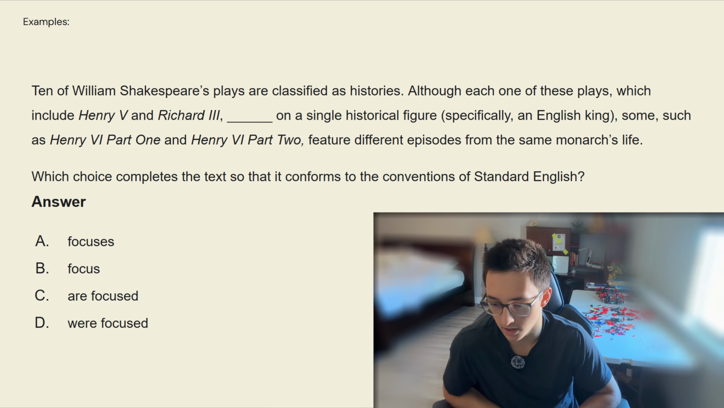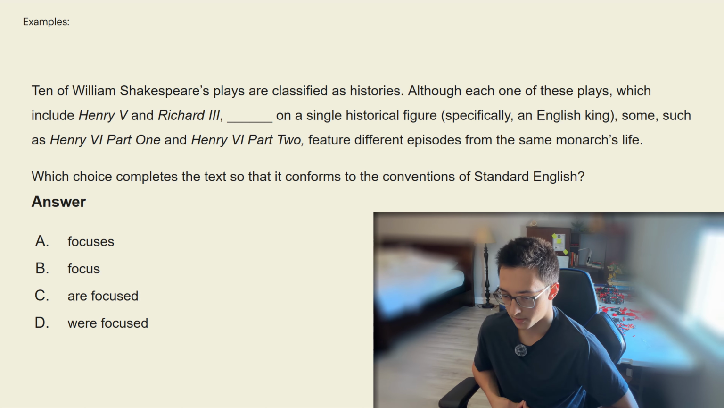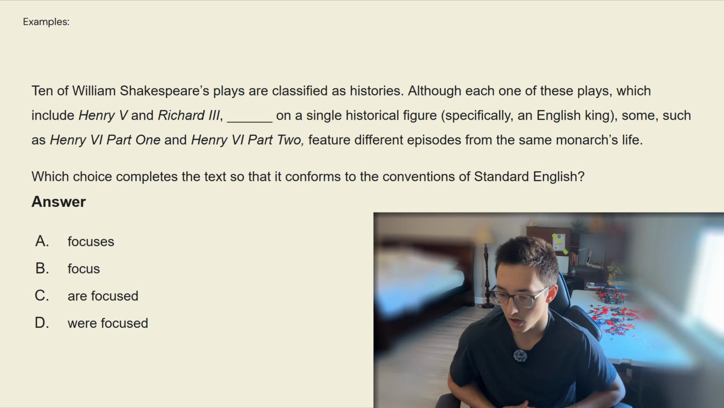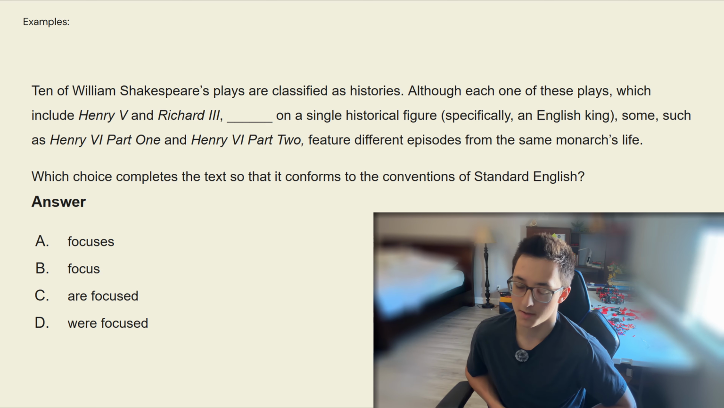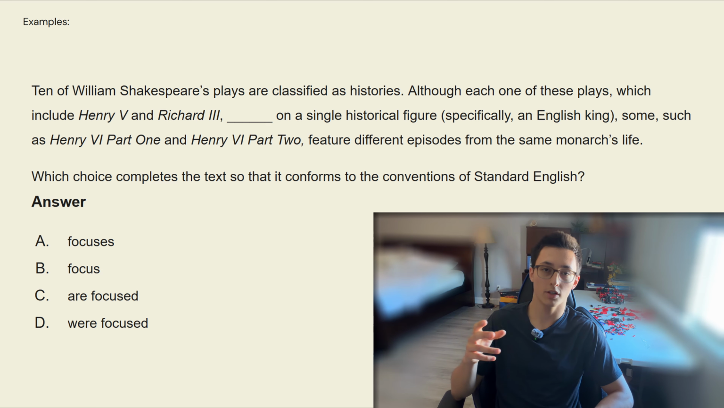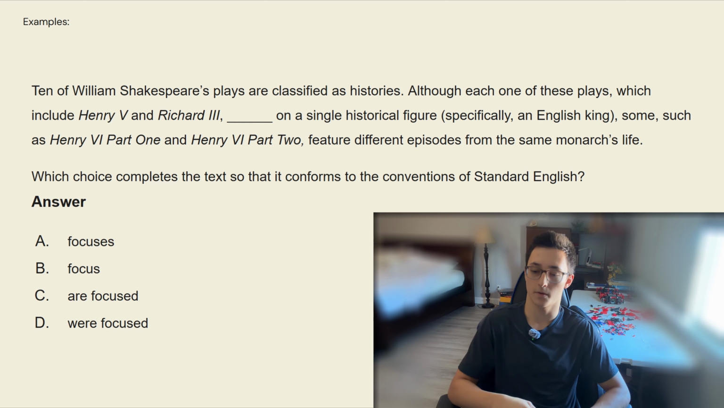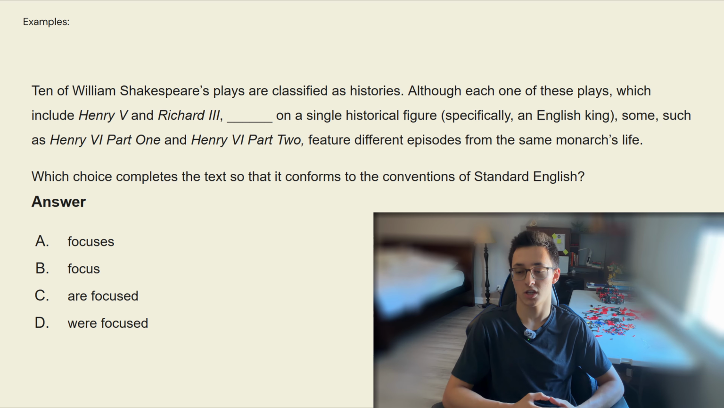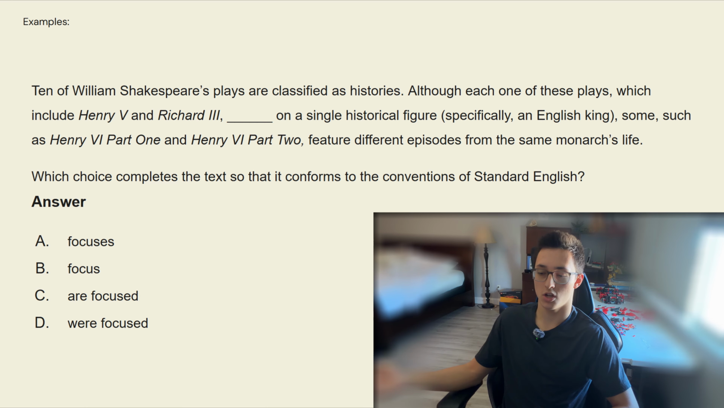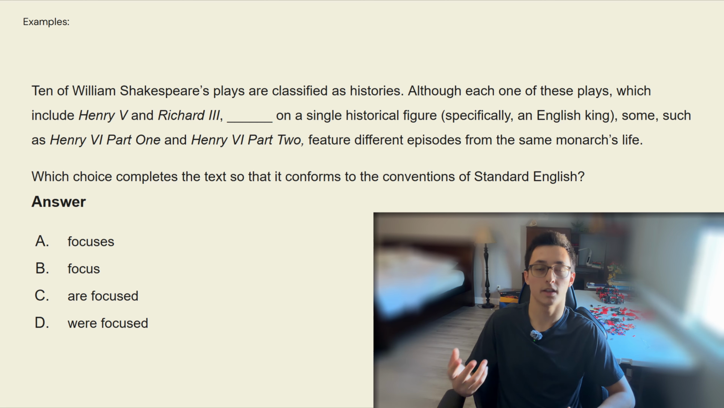Ten of Shakespeare's plays are classified as histories. Although each one of these plays, which include Henry V and Richard III, blank on a single historical figure. Some feature different episodes from the same life. So, notice how I skipped through some of the words in there. You want to look for non-essential information, and you essentially don't need it when you're solving these types of questions. So if you can skip over information to understand the passage with all the information that you need, but still save time, definitely do it.